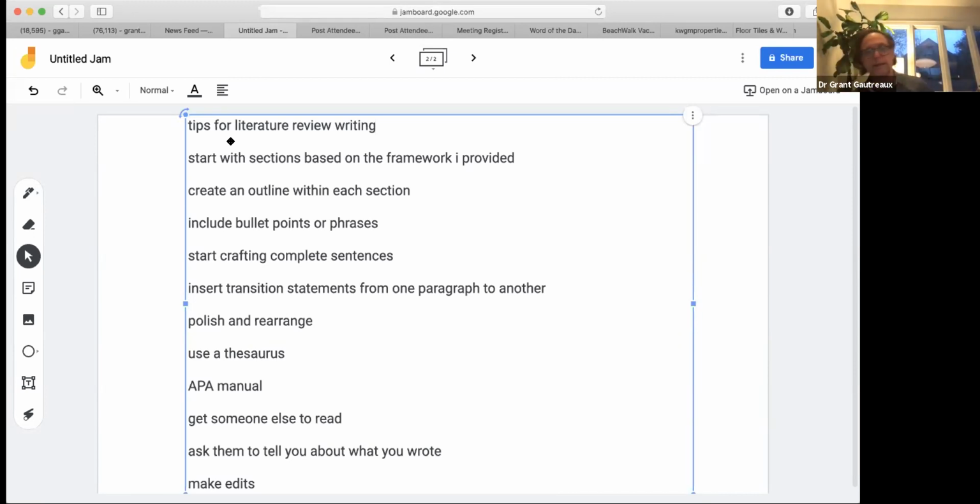Get someone else to read it, and it does not need to be another person that's ABA knowledgeable. I like to get like my neighbor to read stuff.